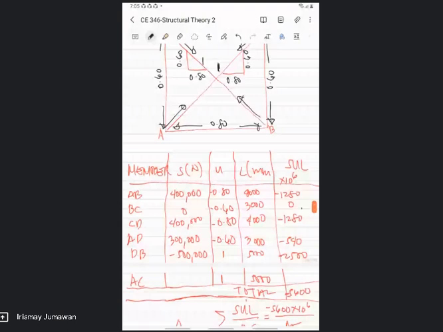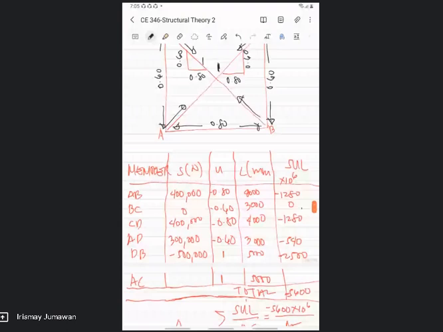So, you multiply. So, you have there 400 plus negative 0.8 times 324.074. So, the answer is 140. Okay, you have 140 for the forces of AB. Then it is tension. So you write tension.